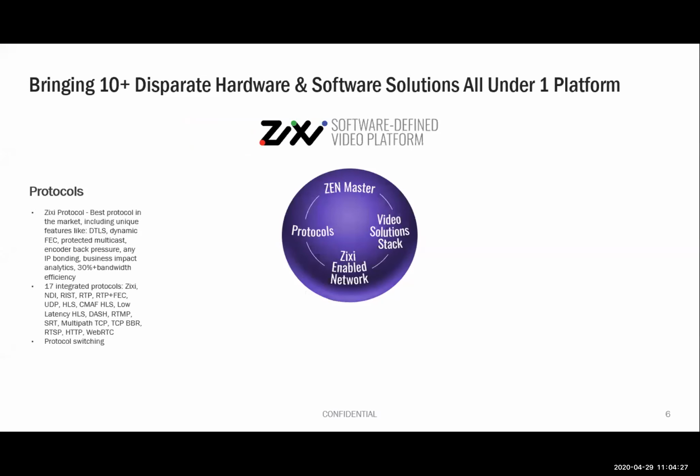The software-defined video platform takes up four parts. The first part is the protocols. So we think the Zixi protocol is the best. There are a number of features that we've implemented across the last 13 years, such as DTLS, dynamic FEC, and protected multicast, the ability to save bandwidth when transporting streams from point A to point B. In addition to the Zixi protocol, there are 16 additional protocols that we support, NDI and WebRTC being the newest ones as of Q2.